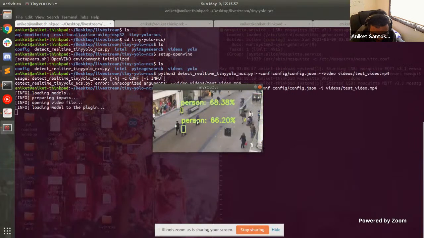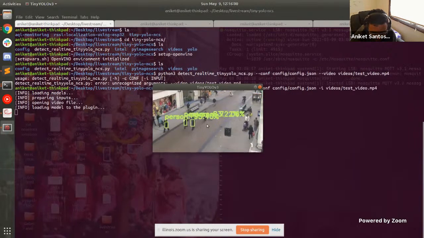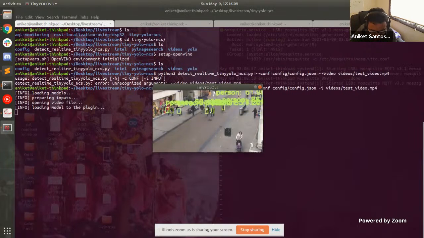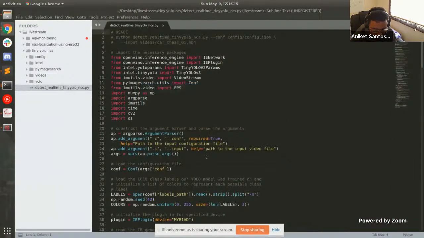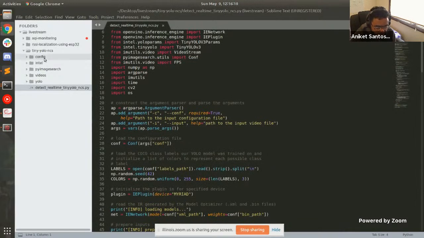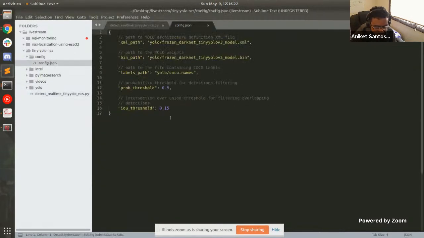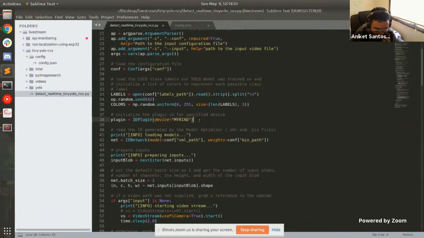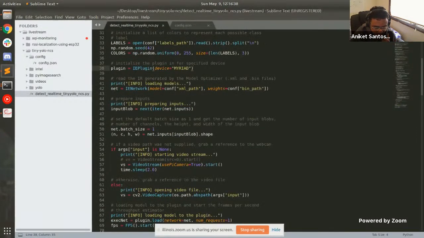And it's not a great model, to be honest. But it puts out the point that we can have some level of intelligence using the stick itself, and it can accelerate computation. And to dive more into the coding part of it, here you can see that I'm loading some configurations. These configurations are basically the weights of the model and the architecture of the model. Then here I have this simple plugin which says that MYRIAD is the platform Intel uses. And I load the network using the XML and the binary provided.